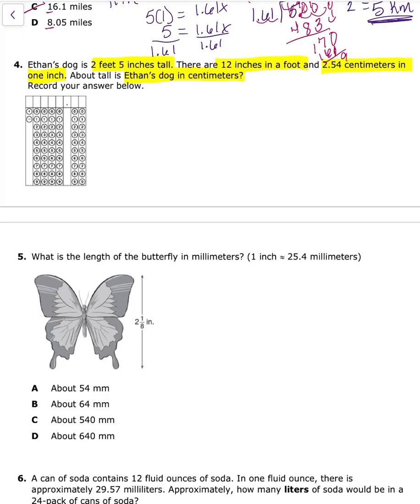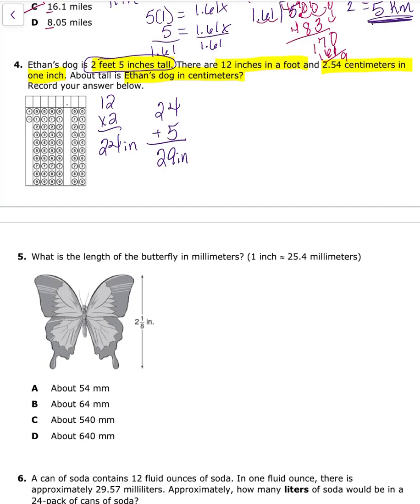And I know that 1 inch is 2.54 centimeters. So that means I need to change all of this to inches. Well, there's 12 inches in a foot. So 12 inches in the first foot and 12 inches in the second foot. So 12 times 2 will give me 24 inches. And then 24 inches plus 5 inches means the dog is 29 inches tall.